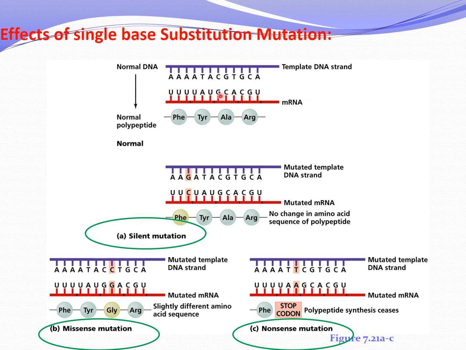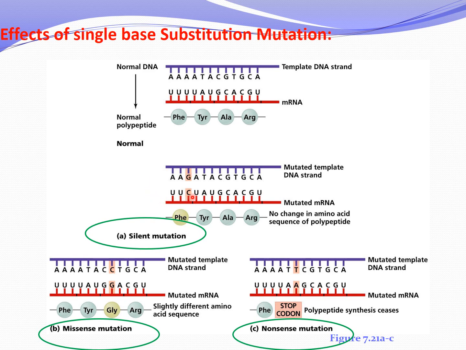All right. And then during translation, it's going to be translated to phenylalanine, tyrosine, alanine, and arginine. Okay. These are the amino acids that get translated from the codons in the mRNA. Now, let's assume that we have a mutation on the third nucleotide right here. So from AAA, it becomes AAG. So when it is transcribed, it becomes UUC.